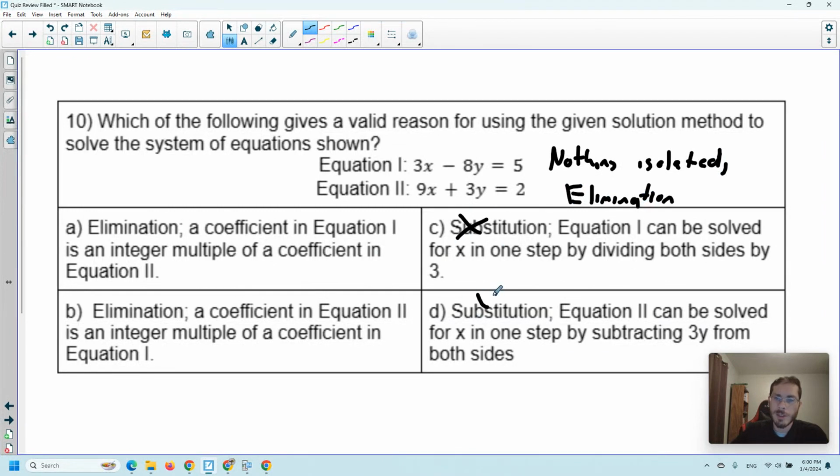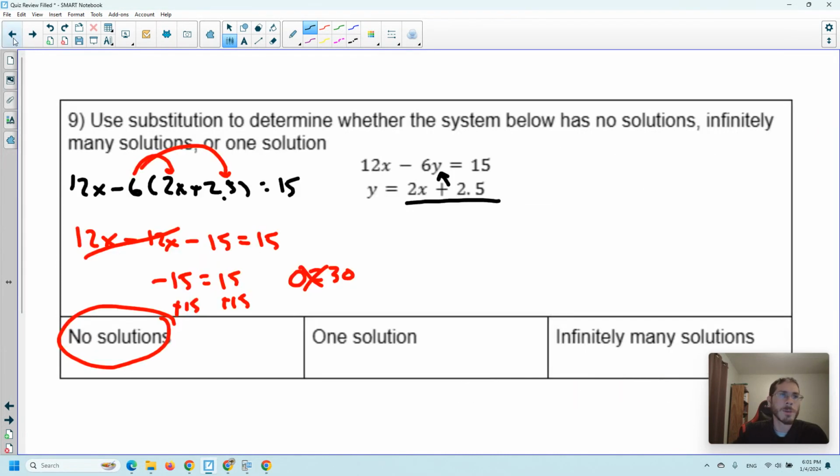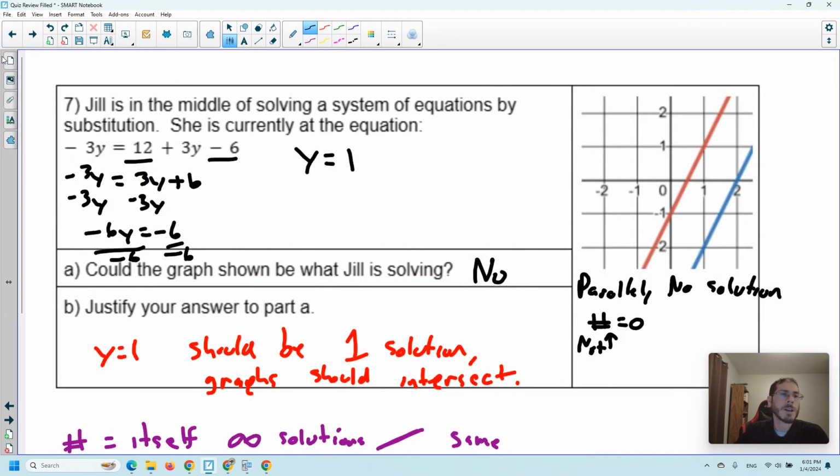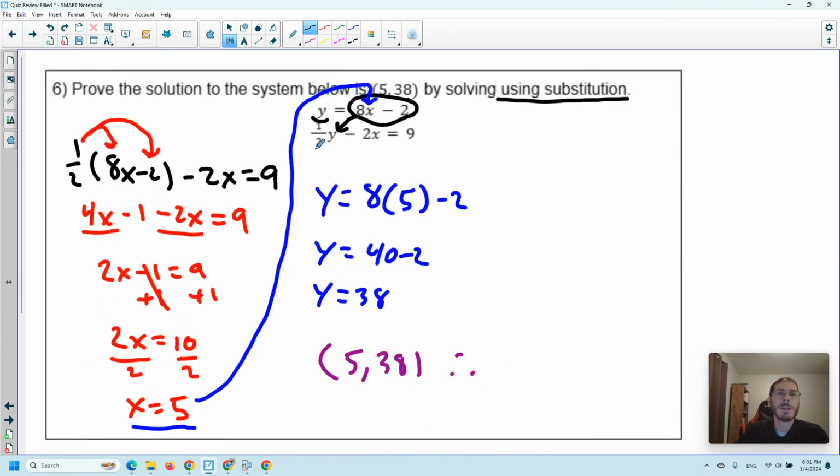So let's go ahead and get rid of these substitutions. The reason we would pick a substitution would be if a variable was by itself. So going back to some of the other ones, this one is good for substitution because the y is already by itself. This one is good for elimination because the variables are together. This one, I guess that's not a full equation, so we'll skip that one. This one is good for substitution since the y is already by itself.